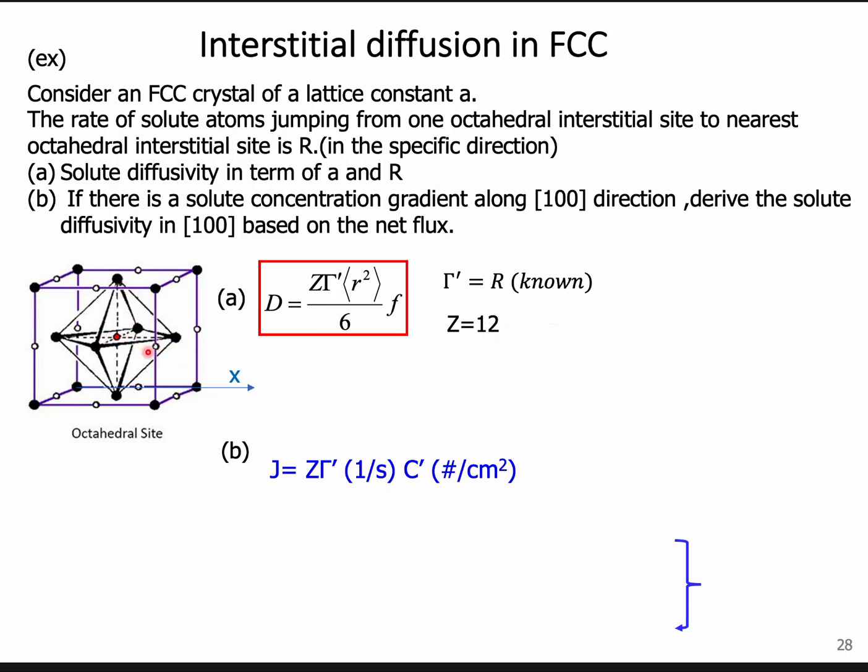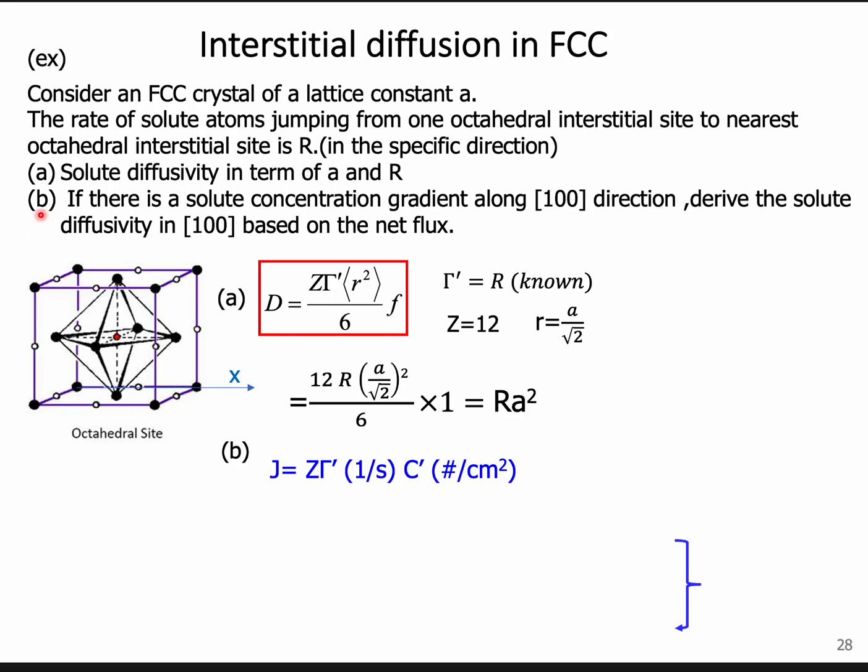And R you can calculate equals A divided by square root of 2. So you take all this information, then after calculation you get the diffusivity of these interstitials equals R A squared. So the solute diffusivity can already be expressed as a function of capital R and A, as mentioned in the question.